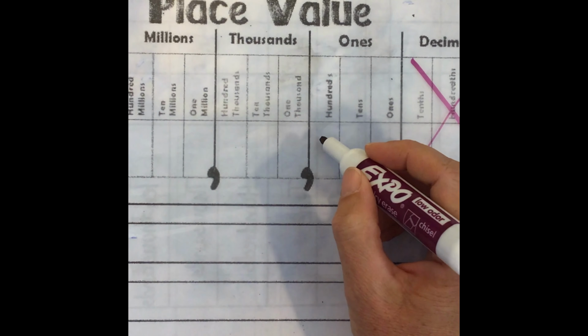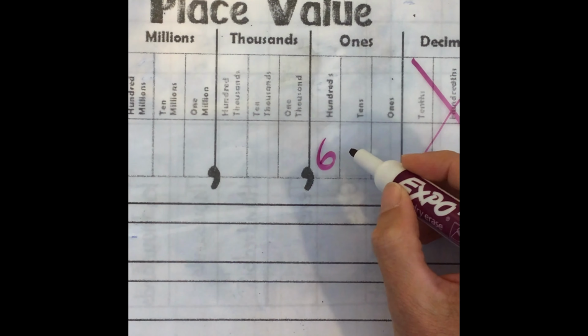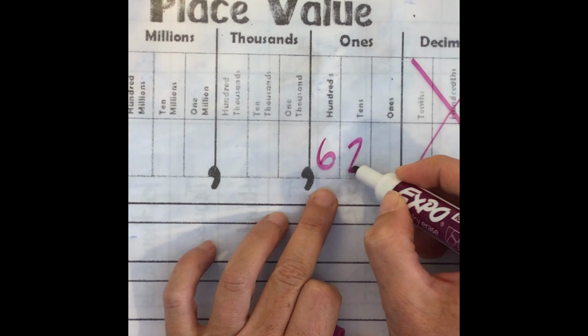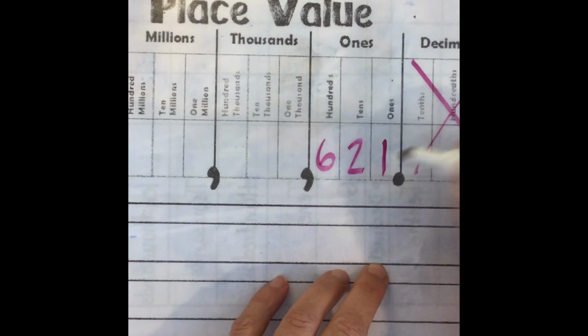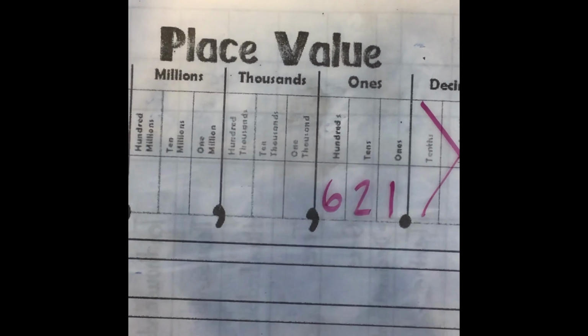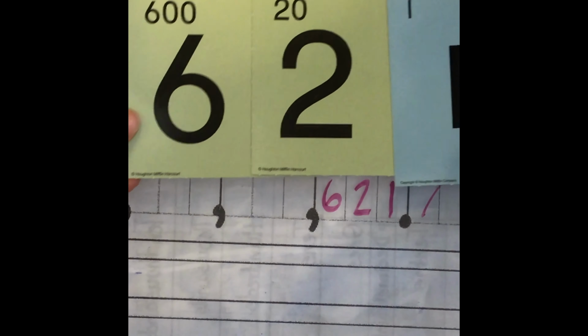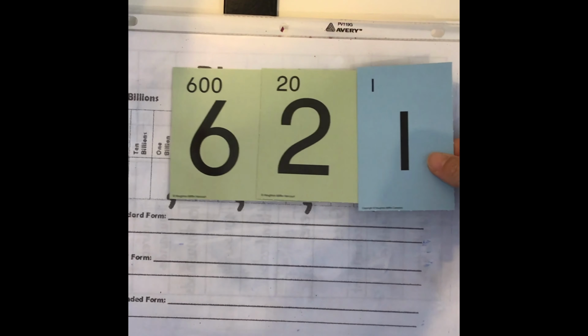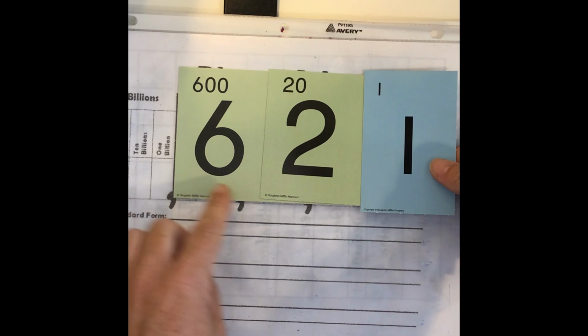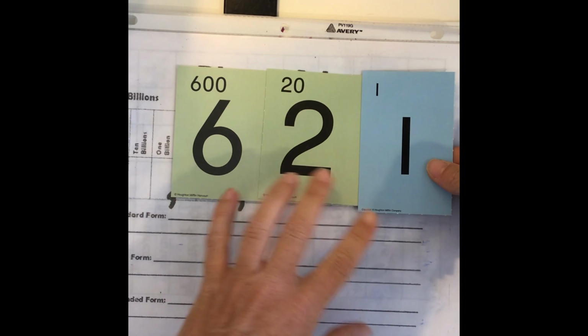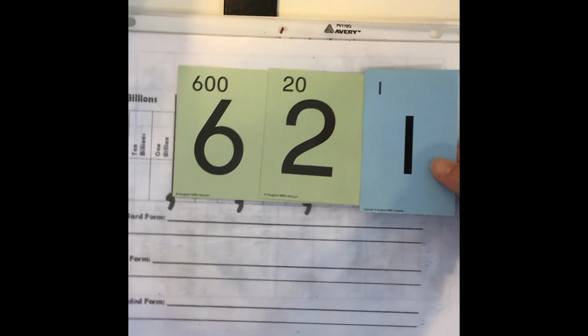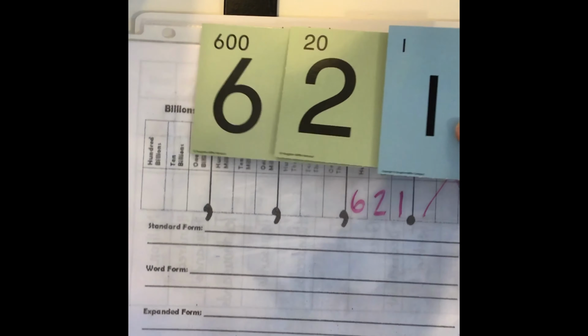So we would write it in our place value chart like this: 6 in the hundreds, 2 in the tens, and 1 in the ones. Okay? So here's the cool thing about our secret code cards. If we make this number from our secret code cards, forgive me for the different colors, then I have this number 621. I can use this to see the expanded form, okay?